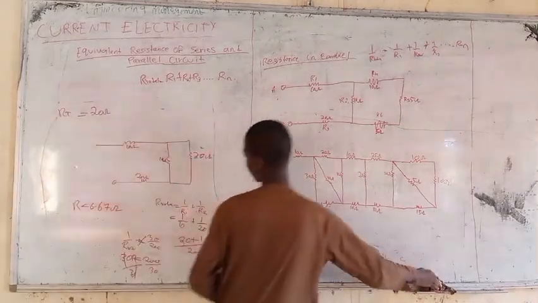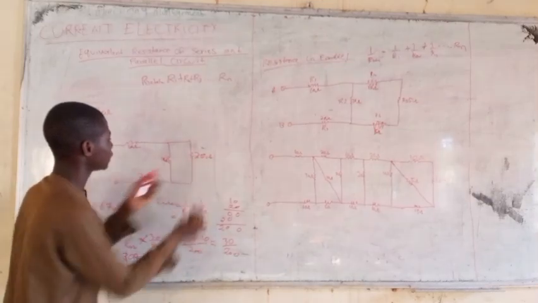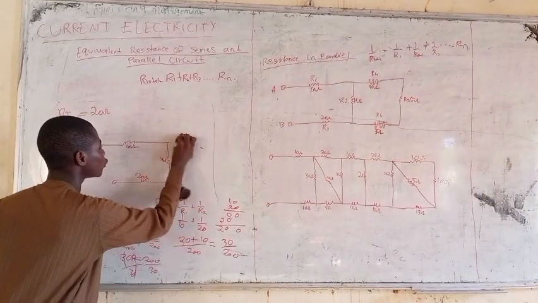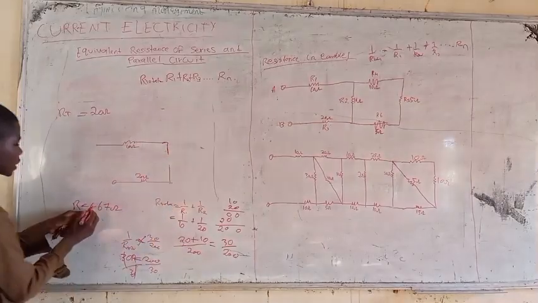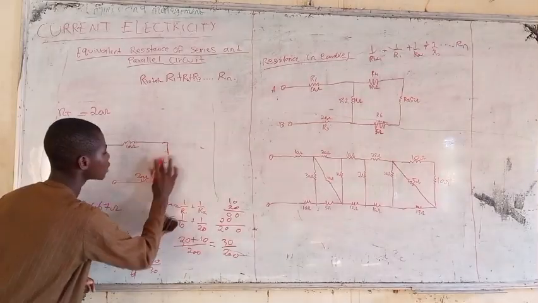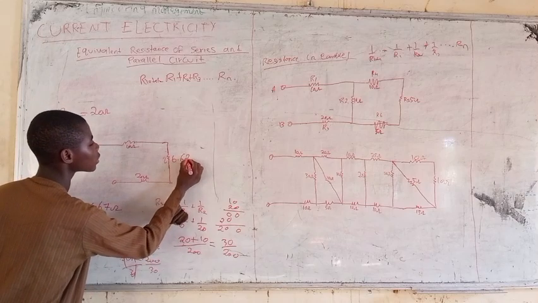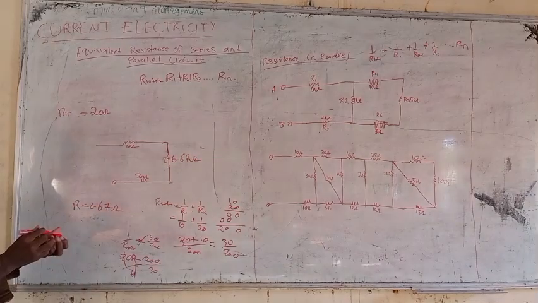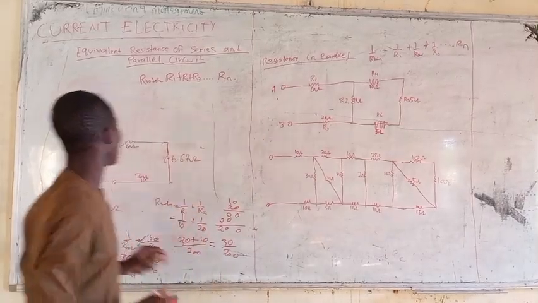Let's say the resistance between this and this is all equivalent to 6.67 ohms. We have come to the end of this question.